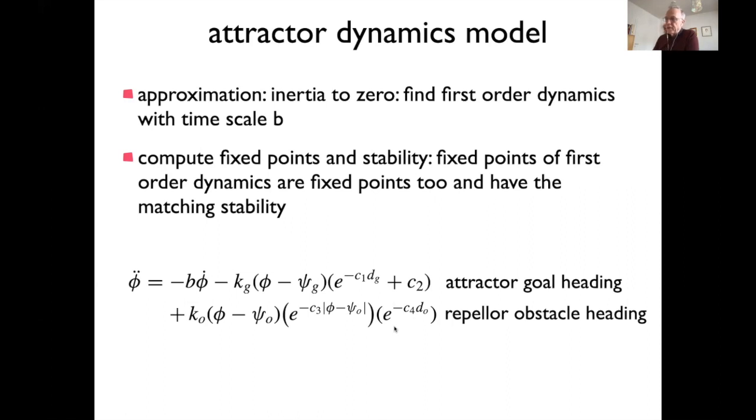On the exercise sheet, I'm inviting you to do a more rigorous analysis by computing the fixed points and their stability of this second order dynamics, and then to see if they really have the correct property. I think I'm asking you to do that only for the attractor part, but you could do the same for the repeller part. It's just opposite sign, right?